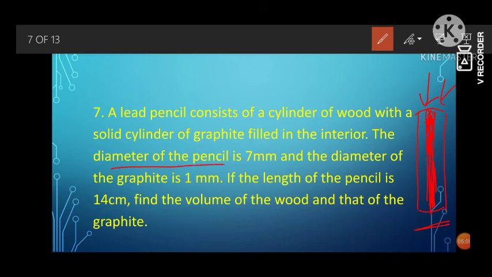The diameter of the pencil is 7 mm and the diameter of the graphite is 1 mm. So the shaded portion is 1 mm and the full thing along with the wood is 7 mm. If the length of the pencil is 14 cm, this length is given as 14 cm. Find the volume of the wood and that of the graphite. So we have to separately find the volume of the wood and of the graphite.